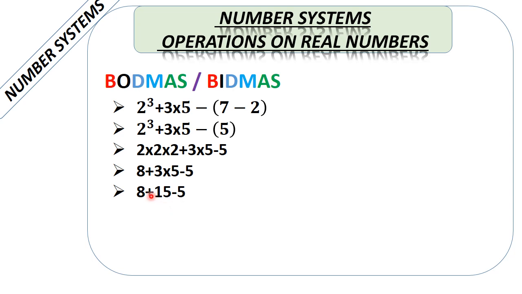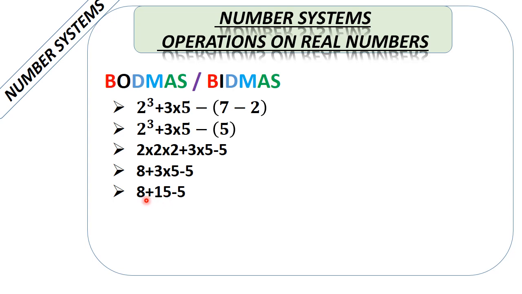What comes next? Addition, subtraction. Remember I said for addition and subtraction, the one that is on the left should start first. If subtraction was here and addition was here, then subtraction could have started first. The same applies for division and multiplication. The way they have been written, the one that's on the left should be considered first.